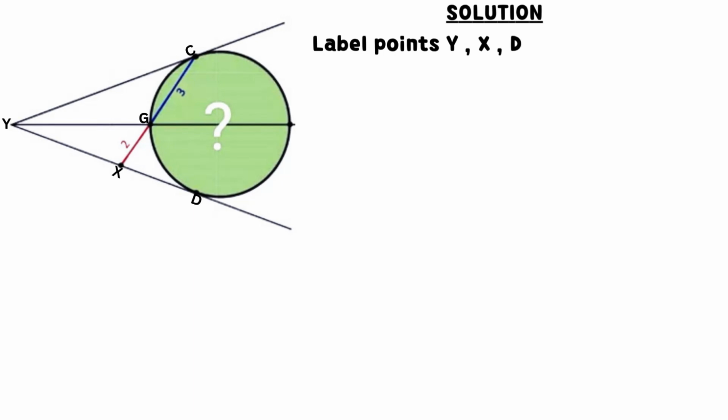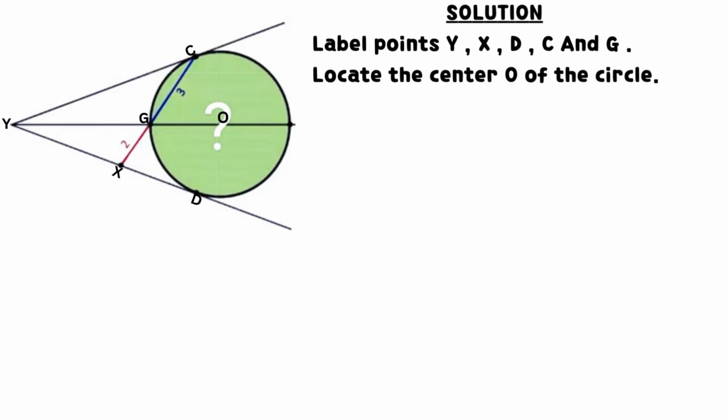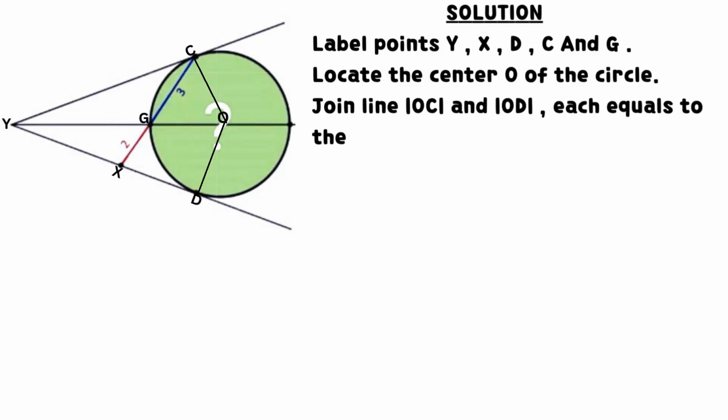Solution. Label points Y, X, D, C, and G. Locate the center O of the circle. Join line OC and line OD, each equal to the radius r of the circle.